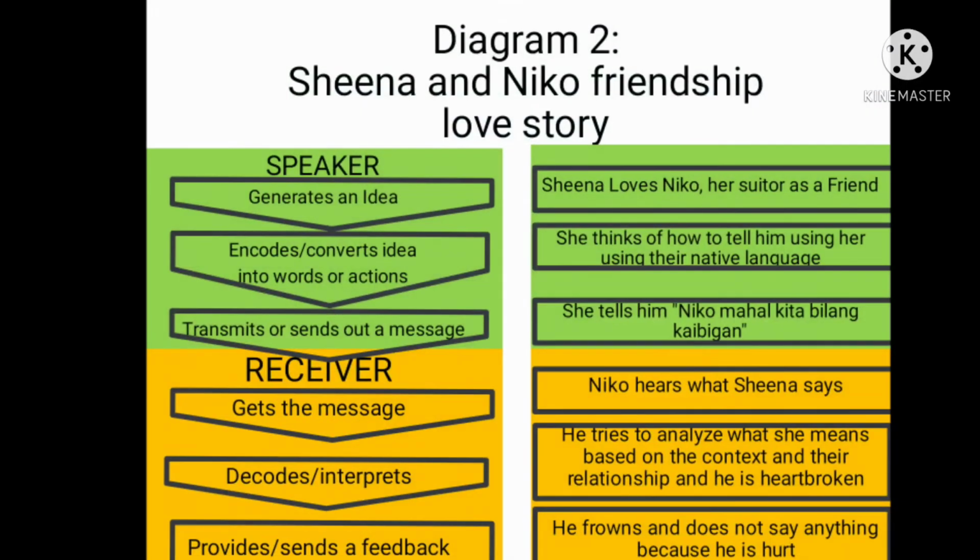Here is diagram 2. Sheena and Nico's friendship love story. Sheena loves Nico, her suitor, as a friend. Sheena thinks of how to tell Nico using their native language. She tells him, "Nico, mahal kita, bilang kaibigan." Nico hears what Sheena said. Nico tries to analyze based on the context of their relationship, and he is heartbroken. He frowns and does not say anything because he is hurt.